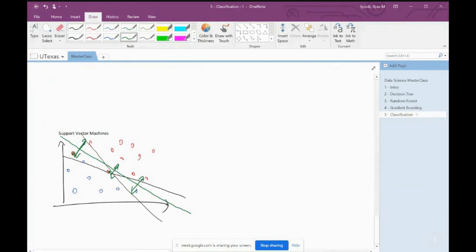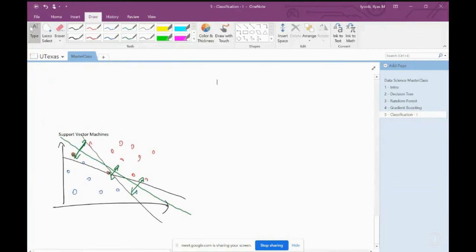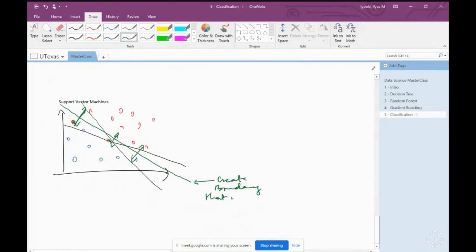Whereas the other models, they can't differentiate between anomalous points and the others, okay? So essentially it tries to create a boundary that shows the largest margin between the classes. So it tries to maximize the gap between the one class and the other class. So that's all I'm going to say about support vector machines.